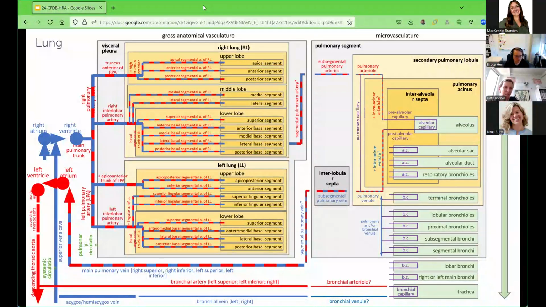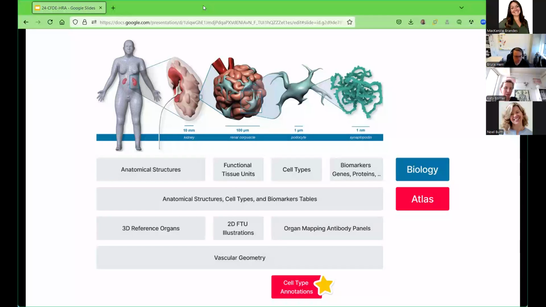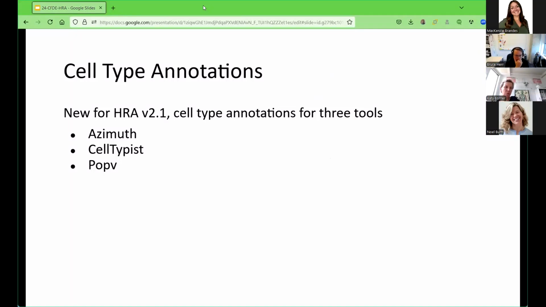On the next slide, you see that there are now also cell type annotations. This is on our end called HRA-POP for HRA cell type populations. And we are using different cell type annotation tools such as Azimuth, CellTypist, PopV, and we are considering adding 2 more to identify cell types.